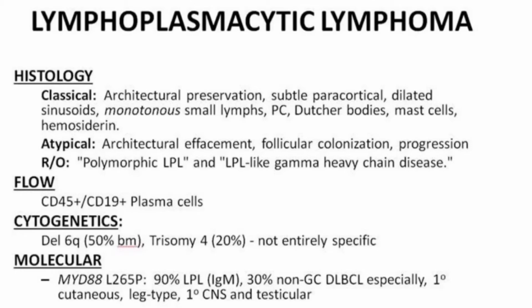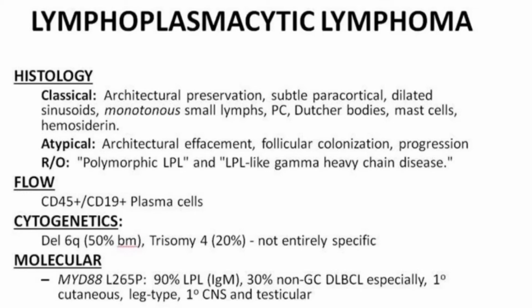In contrast, though, there are tumors that historically would have been called polymorphic lymphoplasmacytic lymphoma and some other lymphoplasmacytic-like gamma heavy chain disease cases that would be negative for the MYD88 mutation, and those are actually excluded. What this means is truly monotonous small cells with plasma cells is what we're really looking for at a cytologic level.